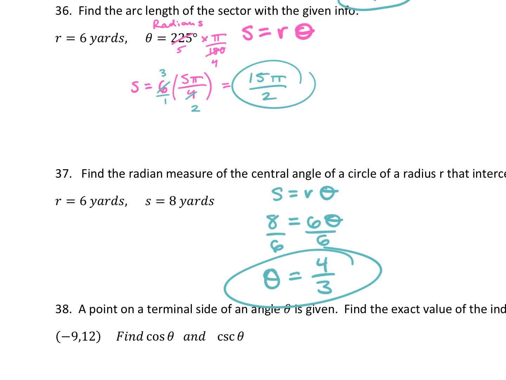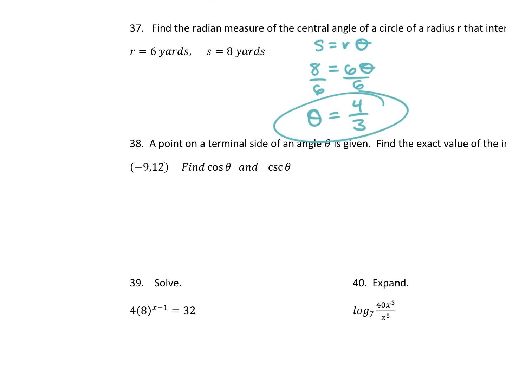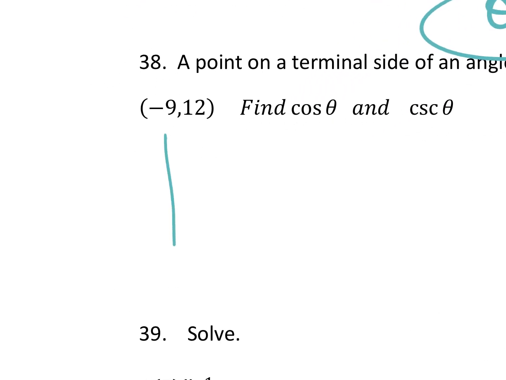Since we're using the formula, this answer is in radians. 38 is good practice for solving triangle questions, but it gives us a point, so we'll graph it and then make our triangle. So we're going to go to the left to -9 and then up 12. So our point would be over here. So this would be our triangle. Our x value is -9, our y value is 12.